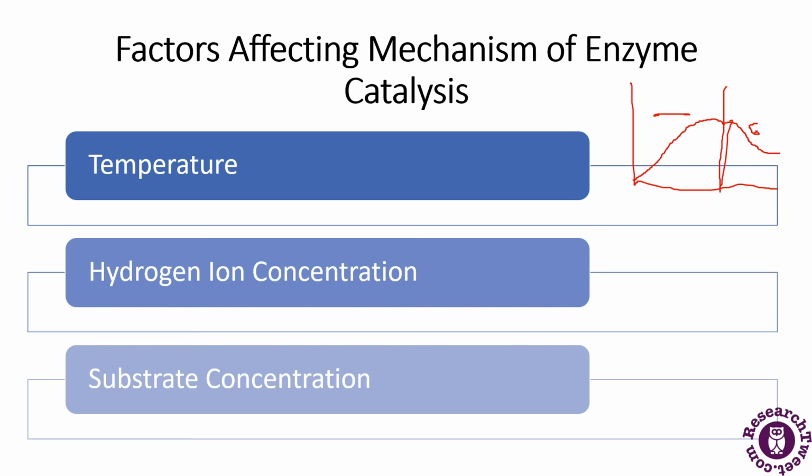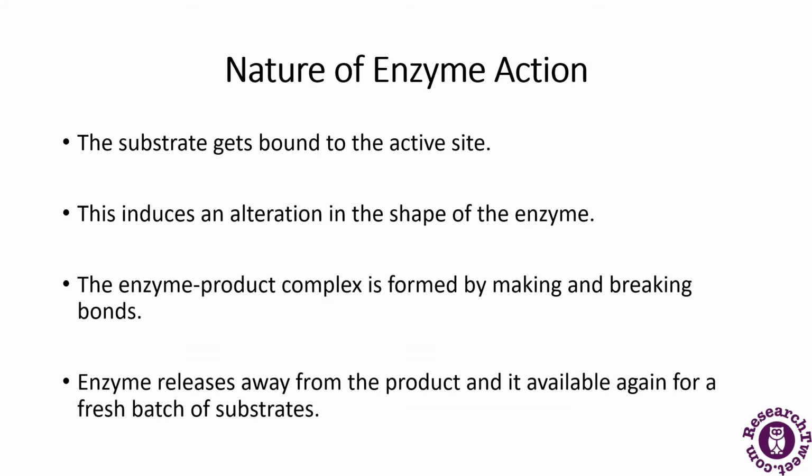Now the enzyme catalysis also depends upon the substrate concentration. Substrate acts on the enzyme and is then changed into the product. So when there is an increase in the concentration of substrate, there will be an increase in the velocity of the enzyme as well. So this is about the three factors that affect the mechanism of enzyme catalysis.